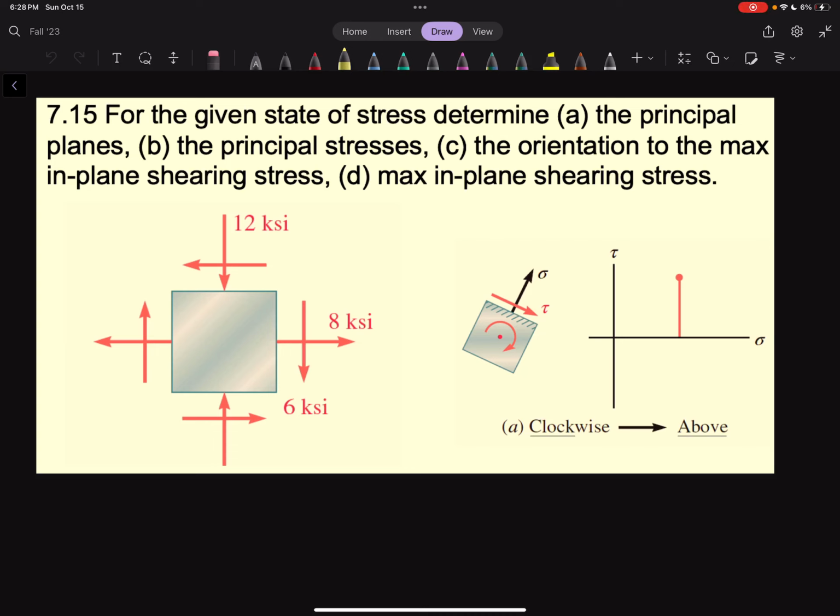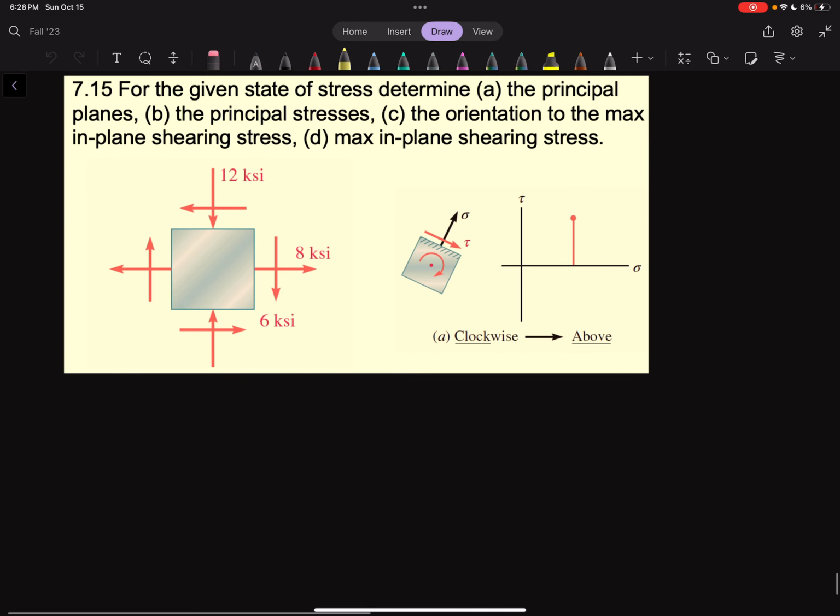For the given state of stress, determine A, the principal planes, B, the principal stresses, C, the orientation of the max in-plane shear stress, and D, the max in-plane shearing stress. Okay, well, I'm first going to get coordinates from this. Because I'm going to use Mohr's circle, my x-coordinate is going to be 8, looking at the x face, and minus 6. Y is going to be minus 12 and 6.